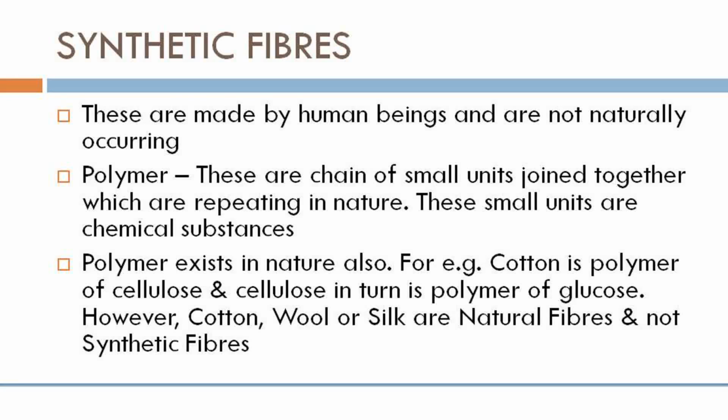Synthetic fibers are made by human beings and are not naturally occurring. They are made up of polymers. Polymers are chains of small units which are joined together and are repeating in nature. These small units are in the form of chemical substances. Polymers exist in nature also. For example, cotton is a polymer of cellulose, and cellulose in turn is a polymer of glucose. However, cotton, wool or silk are natural fibers and not synthetic fibers.